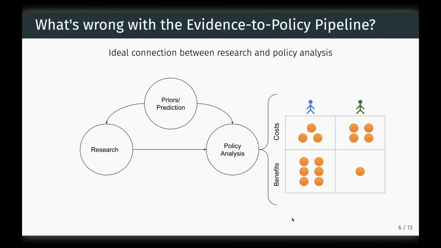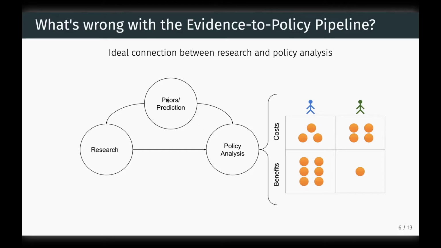And where's the problem in the evidence to policy pipeline? In an ideal connection between an evidence to policy pipeline, we'll have something like this. We'll have research generating knowledge about the effects of previous interventions or previous policies that then will be extrapolated in a policy analysis.